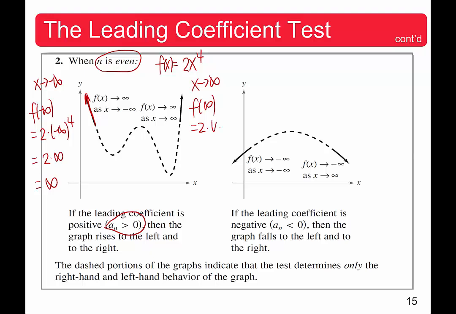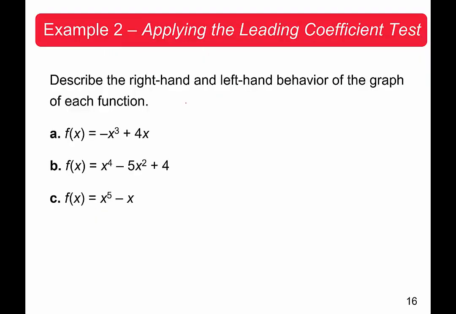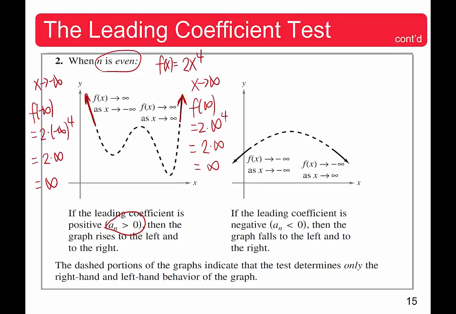On the right hand side, when x approaches positive infinity, f of infinity equals 2 times infinity to the 4th power. Infinity to the 4th power is still infinity. 2 times infinity is infinity. So similarly, this is increasing without a boundary. Okay. All right, and the last one will be when n is even and the leading coefficient is negative.